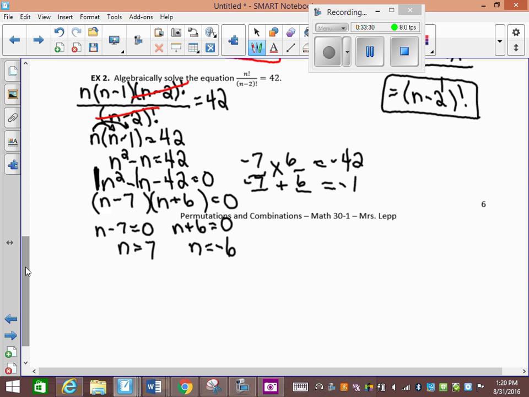So, if you take the 7 and plug it in here, we get 7 factorial over 5 factorial, correct? Makes sense. Negative 6 gives negative 6 factorial. You can't have a negative factorial. A factorial symbol says you take whatever that number is down to 1, so 3 factorial would be 3 times 2 times 1. Negative 6 factorial, how would you ever get to 1? You're already below it. You can't have a negative factorial. So that is not the answer, and the answer is 7.